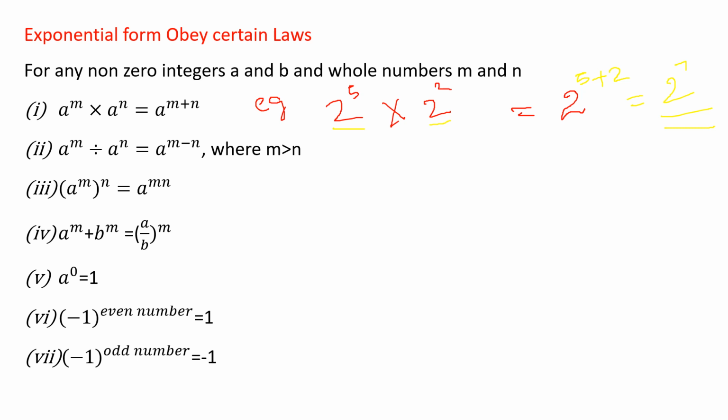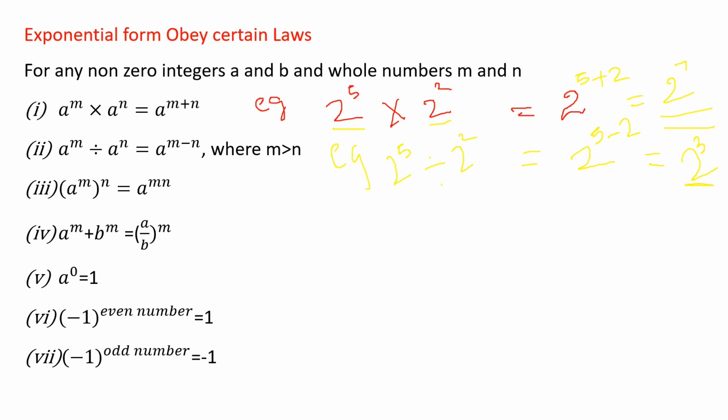Look at here, the same example. I'll be writing 2 power 5, but instead of multiplication, division. If the question is division, 2 power 5 divided by 2 power 2, then how will I do it? I'll apply the second formula. What is the second formula? A power m minus n. Here m is 5, n is 2. So 5 minus 2. What is the answer, children? 3, right? So 2 power 3 is the answer.